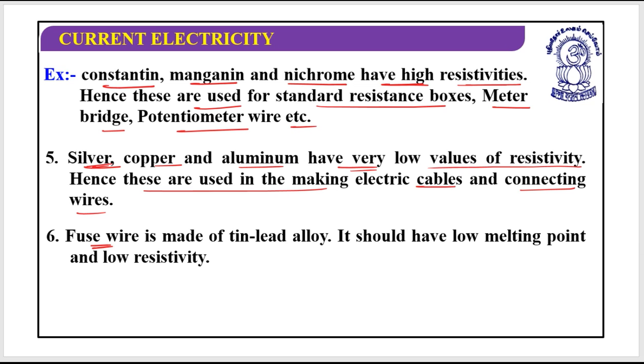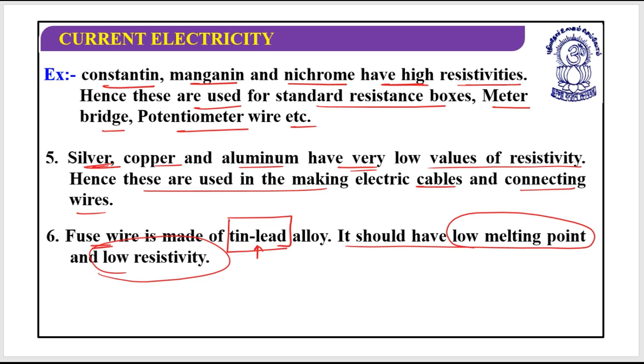If you see the household connections, the very beginning part of our household connection is a fuse, and fuse wire is made of a tin and lead alloy. Please remember this, it has been asked in the AIIMS examinations. It should have a low melting point and low resistivity, so an alloy of tin and lead has been formed.